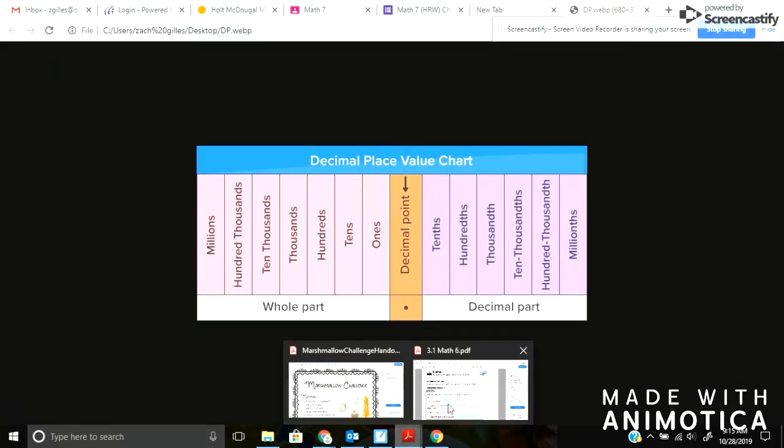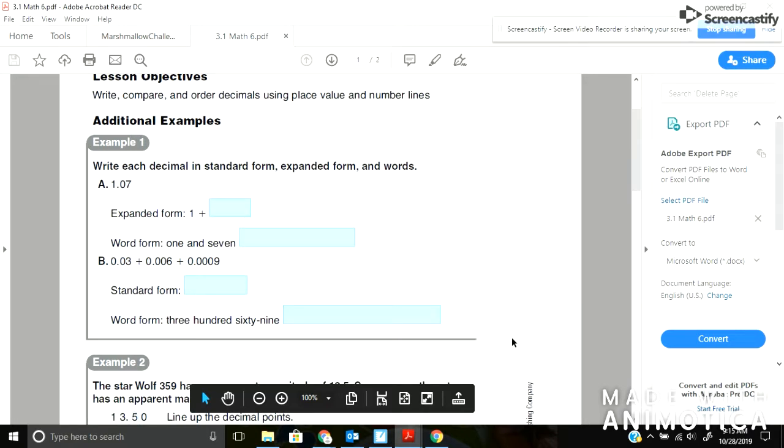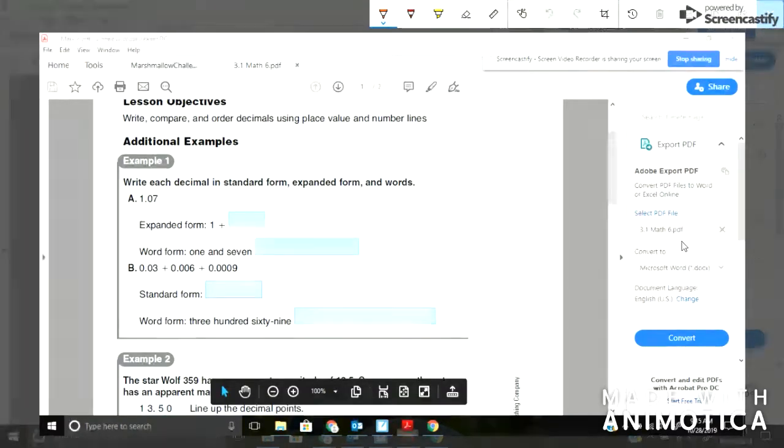Okay, let's take a look at one of our first examples, letters A and B. Letter A says write each decimal in standard form, expanded form, and words. We'll start off, and it says expanded form is 1 plus what number? Expanded form is just when you have the whole number and the decimal written apart from each other. So here the decimal part that we need to include is 0.07, because this plus this would give us our answer.